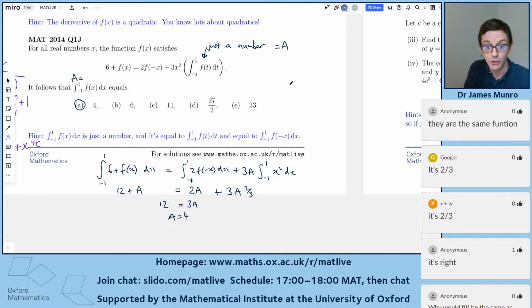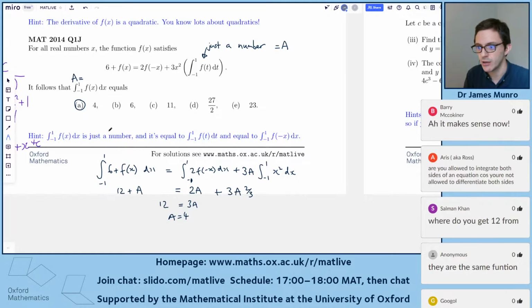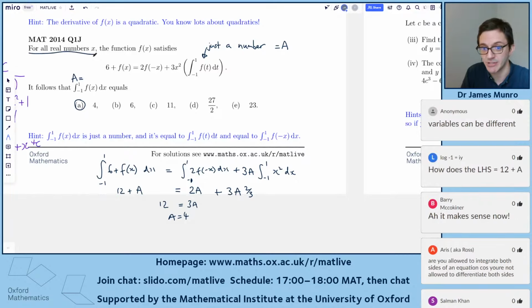Yeah, so good question here from Ares aka Ross. Are you allowed to integrate both sides of an equation? Because you're not allowed to differentiate both sides. And I think I know what you've been told. You've been told that if you're given an equation, you can't just differentiate it. It was only true for like the solution value of x that we're looking for. We've been told something very special. We've been told that this is true for all real numbers x. So this is more than just an equation for a particular value of x. This is more like an identity or a kind of relation that's true for any numbers x.